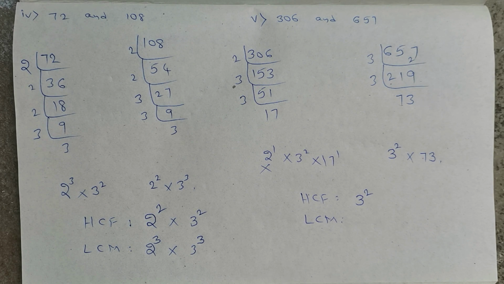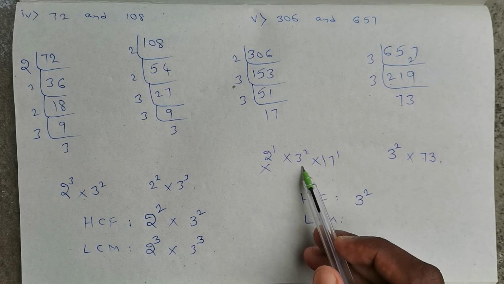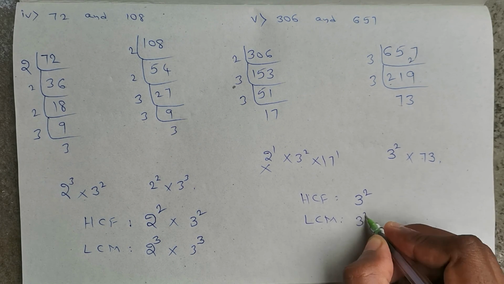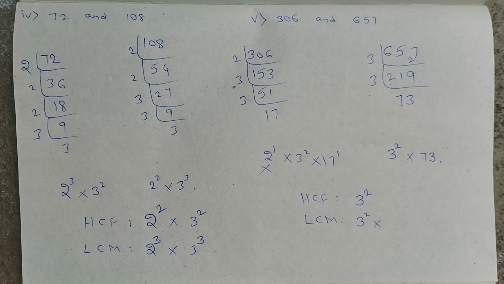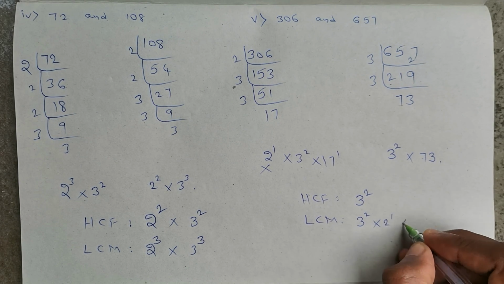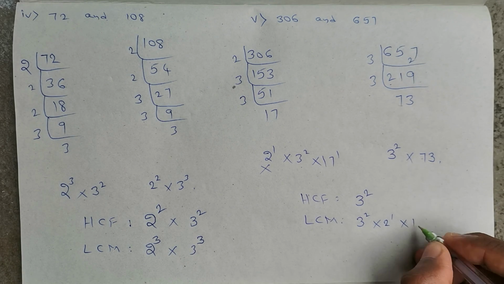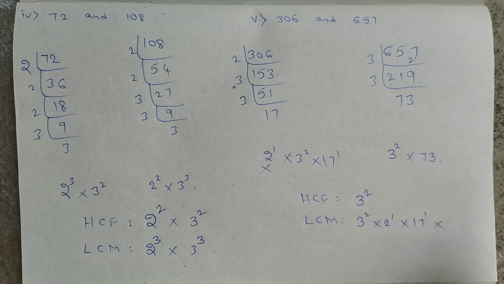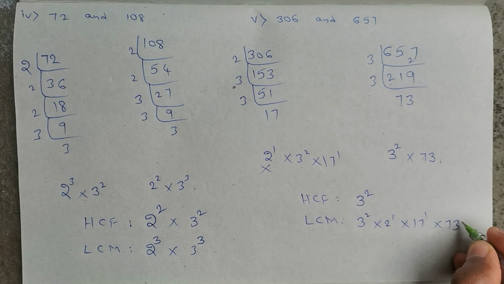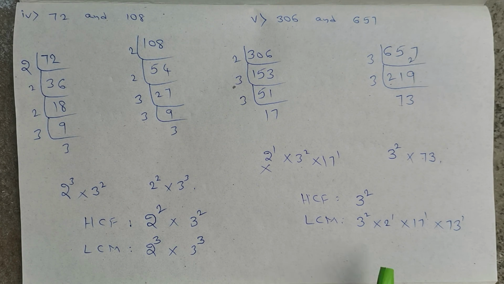Next, LCM. First write the common. Here also 3 square, here also 3 square. So 3 square compulsory into. Now all the extra numbers. Here 2 power 1 is extra, into here 17 power 1 is also extra, into here 73 power 1 also extra. So LCM is 3 square into 2 into 17 into 73.